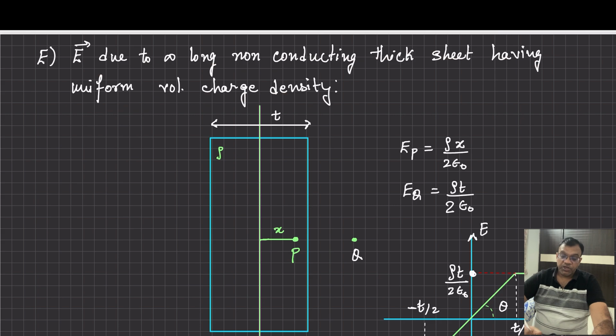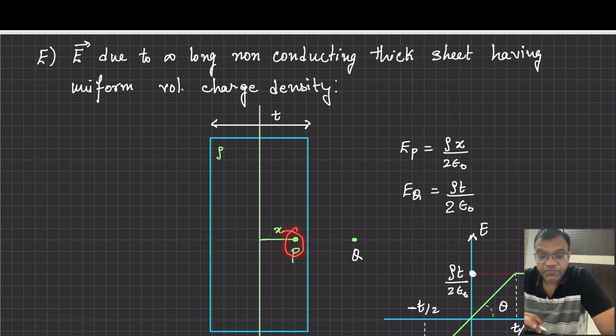rho, thickness T, and this is the central line, and from this central line we are interested in finding the electric field intensity at points P and Q. Point P is at a distance x from the central line, and point Q is also at a distance x. These two x are varying, meaning as a function of x we are finding the electric field intensity. At any inside point, the field will be given by rho x upon 2 epsilon naught. We can derive it very easily, but we are not going into that part.